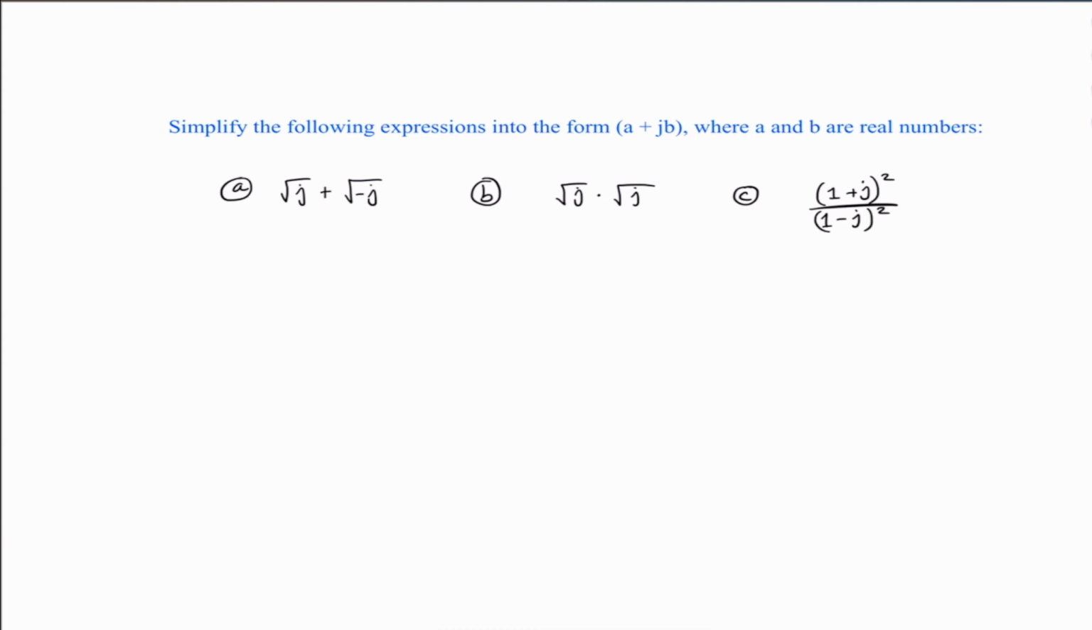Welcome back. In today's video, we want to simplify the following expressions into the form a plus j times b, which is rectangle form. The j is normally represented as i in complex algebra, but in engineering or electrical engineering, we use j instead of i because i represents our current. So let's get started with this video.